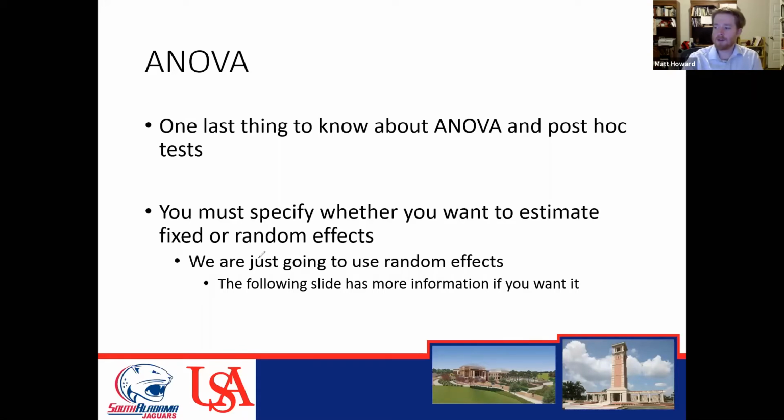So if you're running an ANOVA, you typically have to designate whether you think your effects are going to be fixed or random. In this class, we're just going to assume random effects. The following slide has more information if you want to know the difference between fixed or random. I'm not going to expect you to know that difference. Instead, we're just going to assume random effects. Once again, if you want to know more about stats, the next slide has it there for you. But for the purposes of this class, for any homework, for any test, we're just going to assume random effects.